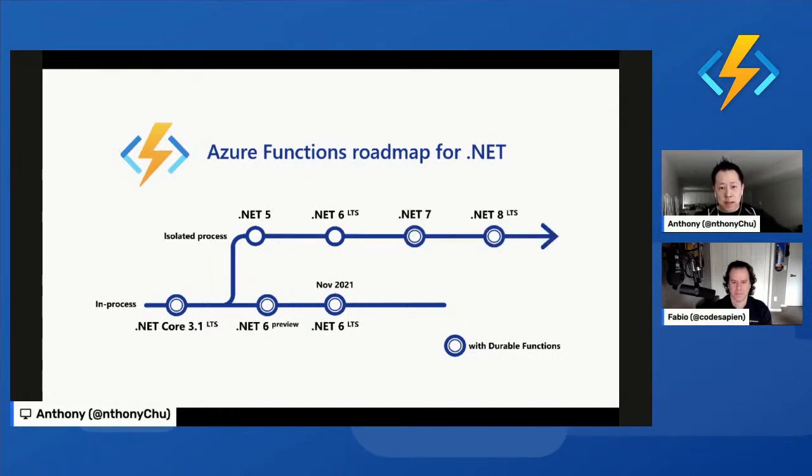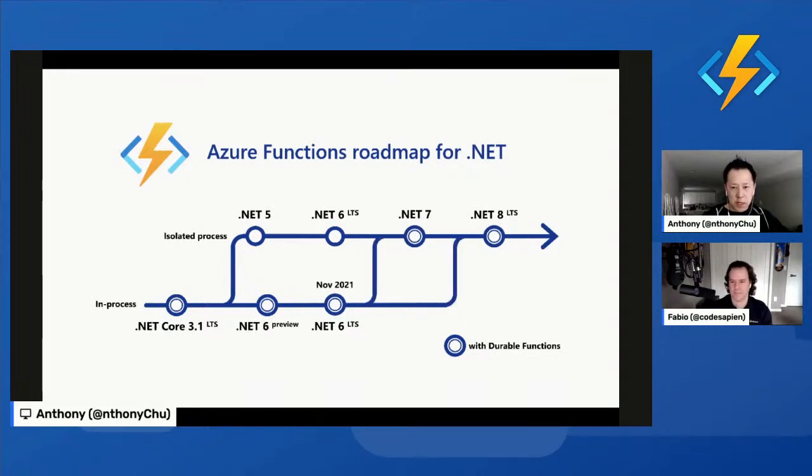And then our plan is that the isolated process model will eventually be the model that .NET functions will be running in. That completely decouples .NET functions from the runtime itself, like we were talking about before. So bringing lots of benefits.